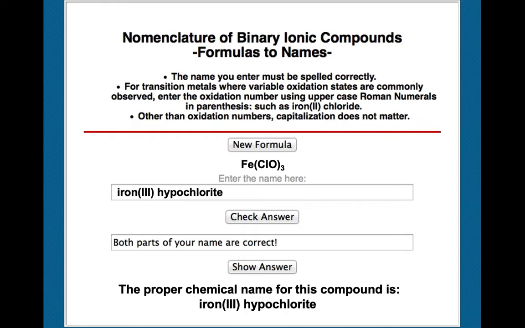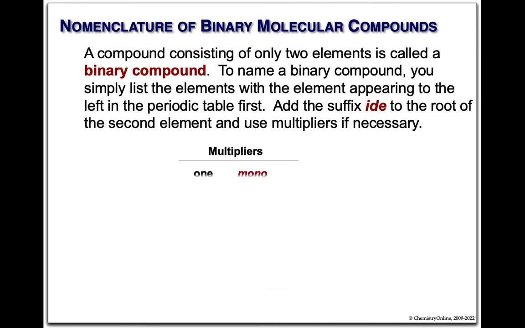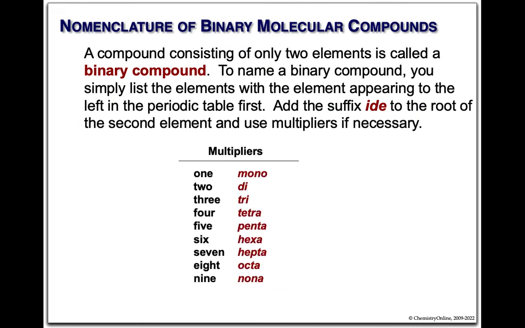Any questions? All right, well, we survived this. This is a hard one. Molecular compounds are easy because you get to use multipliers. In chemistry, when we describe things, one is mono, di, tri, tetra, penta, hexa, hepta, octa, nona, deca. That's up to 10.